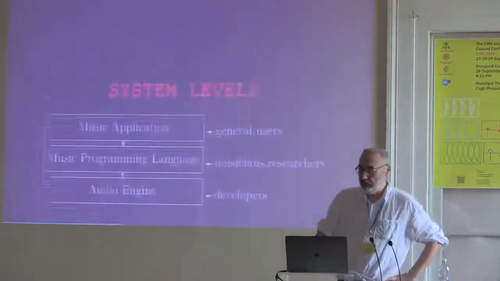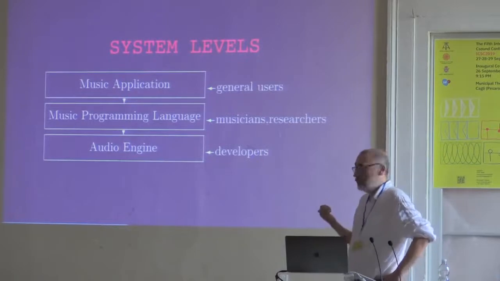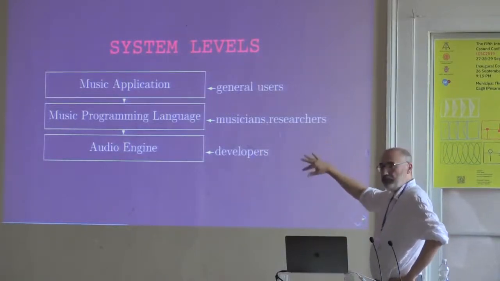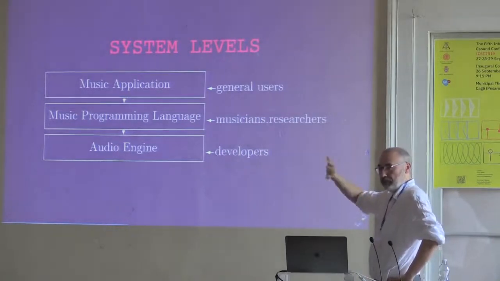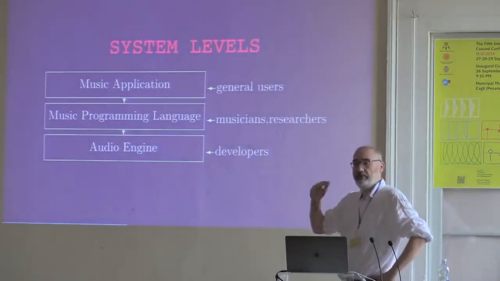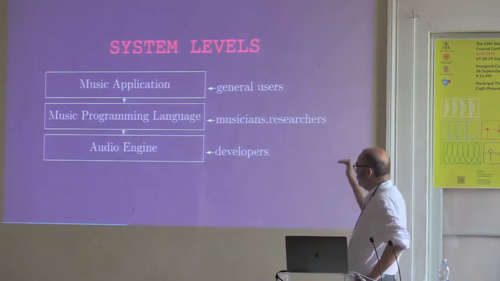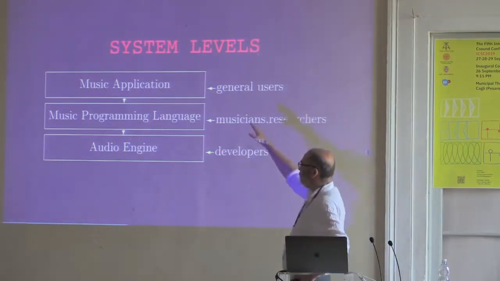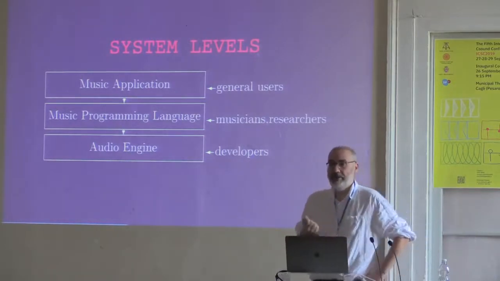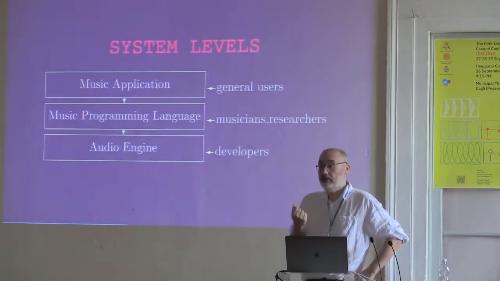This is a diagram that I extracted from the book, and I think that it describes a little bit the way I feel about the system, how all the things are organized, and the way people interact with it, and how they can come in at different levels. So you have at the top the music application level. Here are general users, and here's a level where people interacting with the system might not even know they're using Csound.